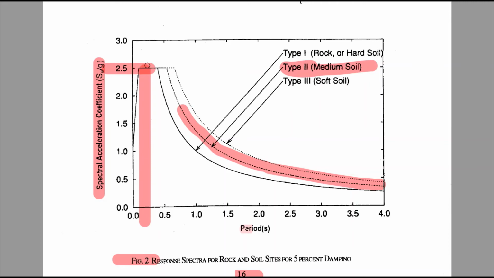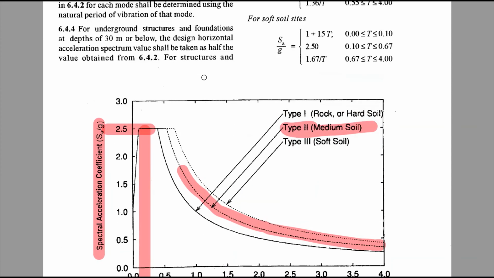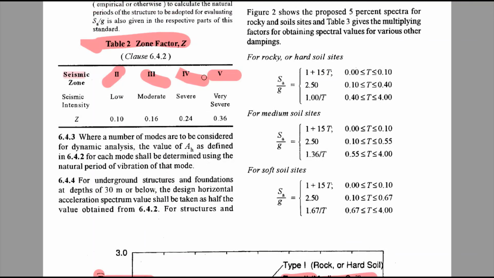By this graph you can mismatch the data, but here are the equations for rocky soil, medium soil and soft soil. We have medium soil, so Sa/g has three values: 1 + 15T, 2.5, and 1.36 divided by T. Here T is 0.286, which is between 0.55 and 0.1, so Sa/g is 2.5. I hope you understand this.